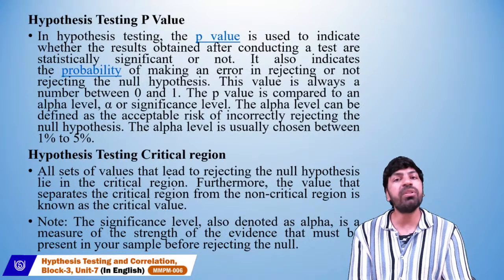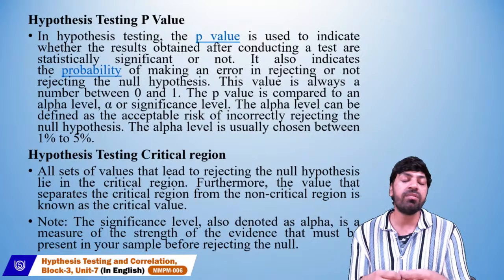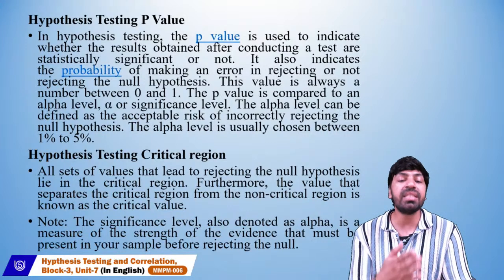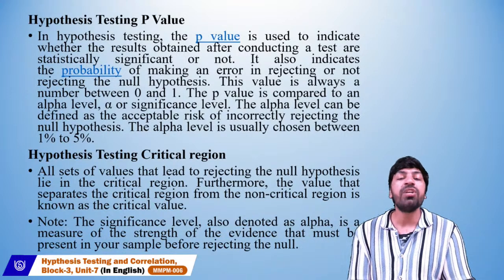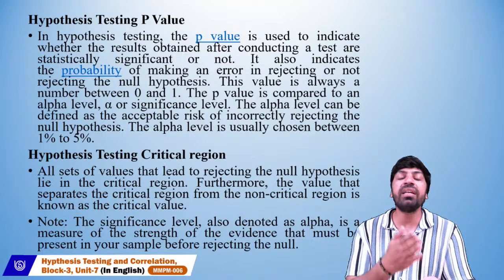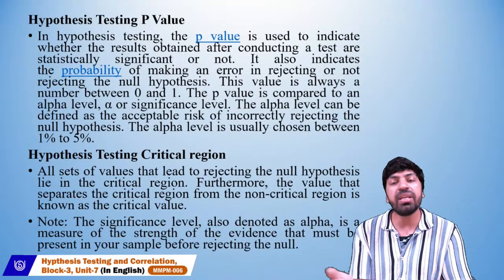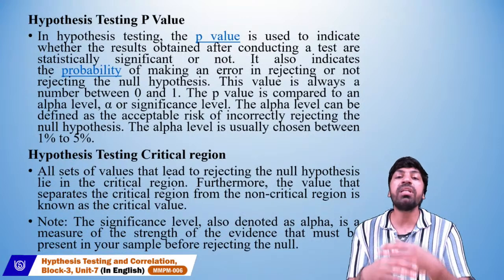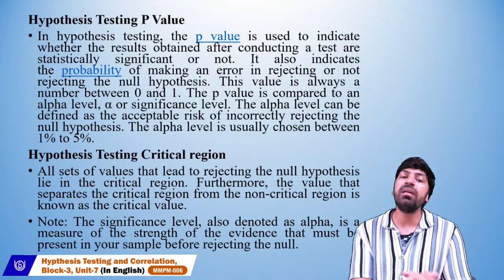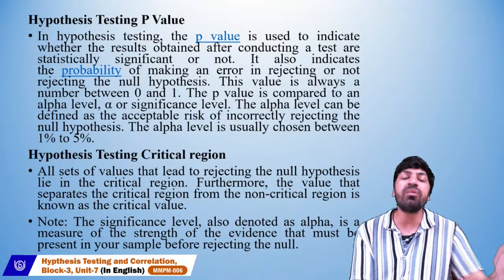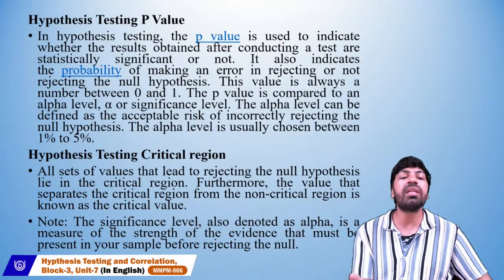Next one is hypothesis testing critical region. Whatever the hypothesis stated by the researcher, now whatever values have come up, you have to check whether the value is nearest to the x-axis or comes in the yellow portion, and accordingly you will accept or reject the null hypothesis. The value that separates the critical region from the non-critical region is the critical value.